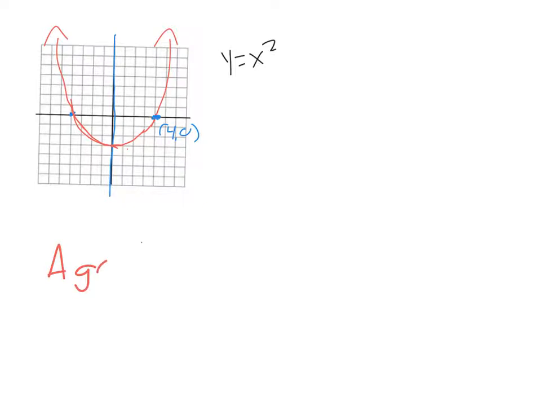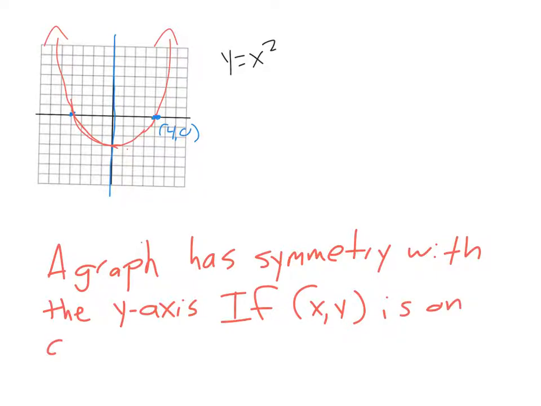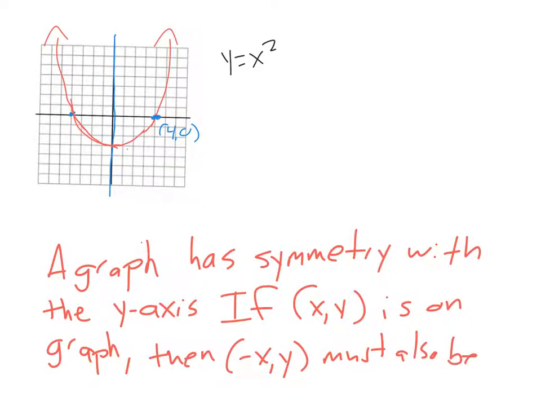A graph has symmetry with the y-axis if x, y is on the graph, then negative x, y must also be on the graph.